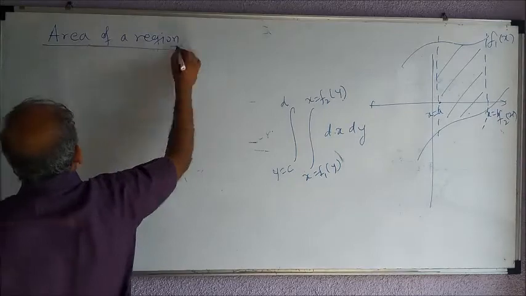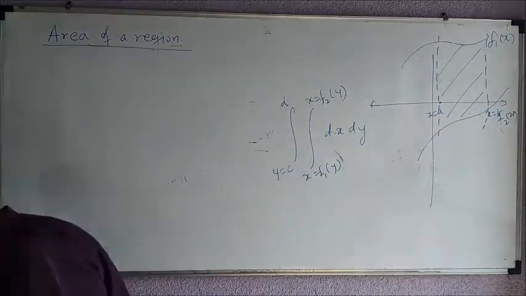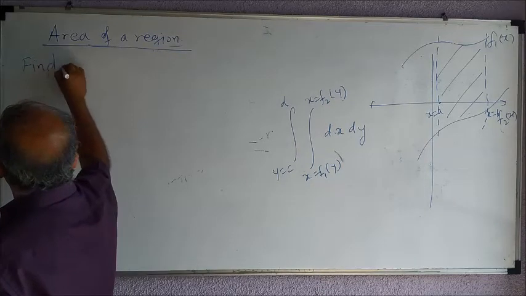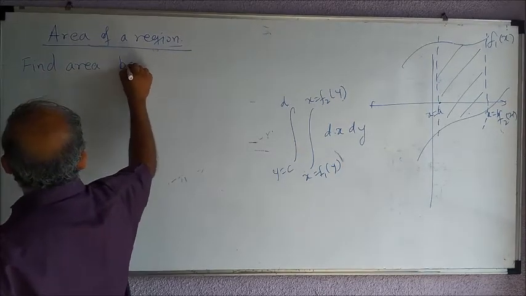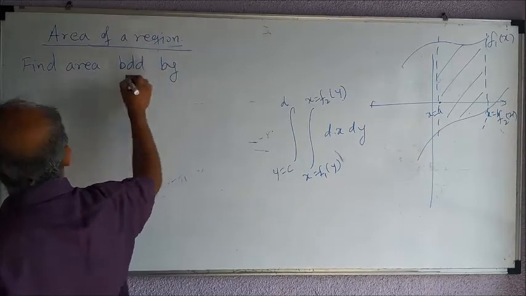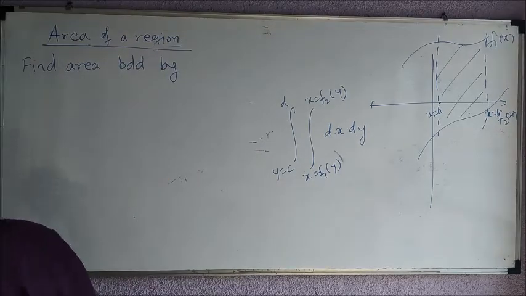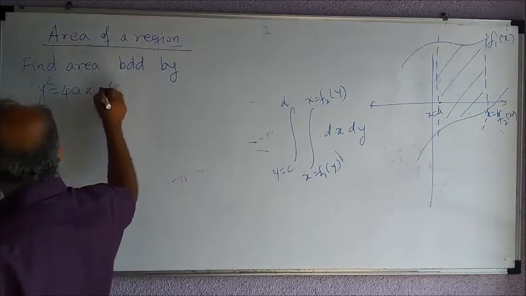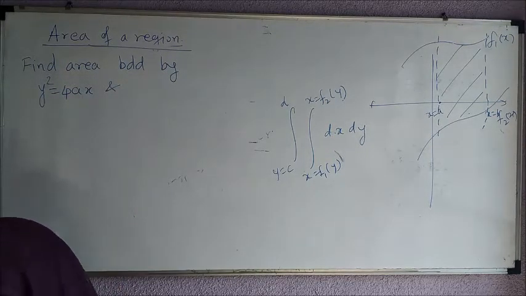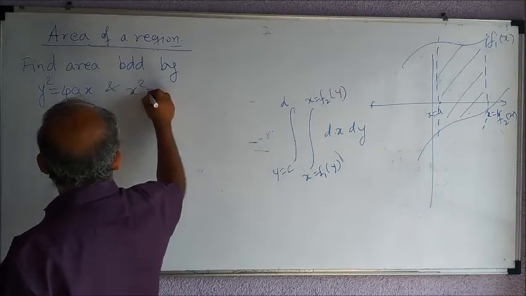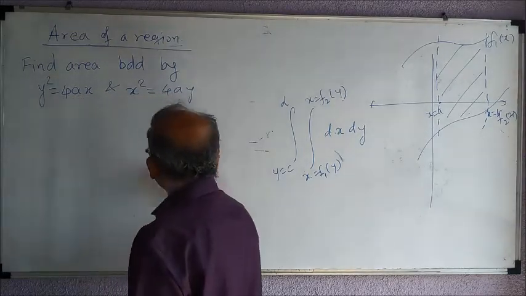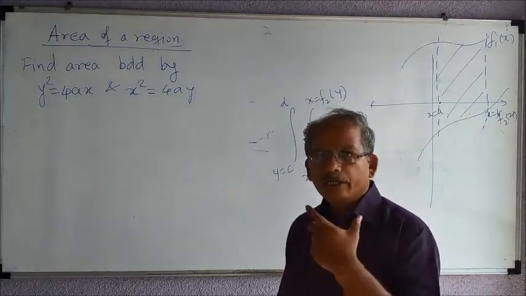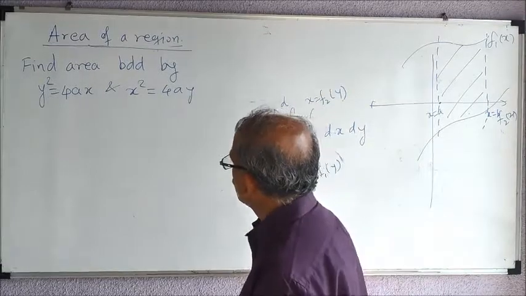So we'll take an example. It is given: find area bounded by y square equal to 4ax and x square equal to 4ay. So this is basically two parabolas, and within that whatever the area is trapped we need to find out. So let us draw this.